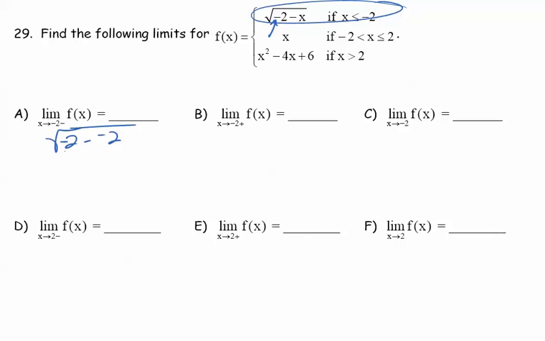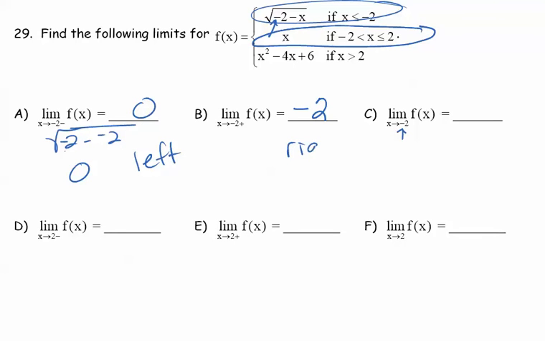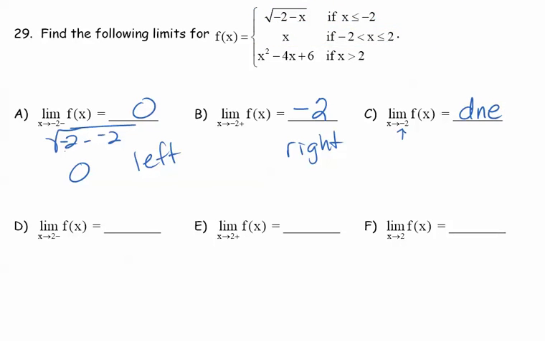A -2 plus a 2, so we're going to have a 0. And as we go to -2 from the right-hand side, then we're in the middle of our domain. So if we pick a number close to -2 and we put it in for x, that will give us the value -2. And finally, if we want our overall limit, the question there is, did the left-hand limit and the right-hand limit agree? So in A and B, if A and B did not agree, then the overall limit does not exist.